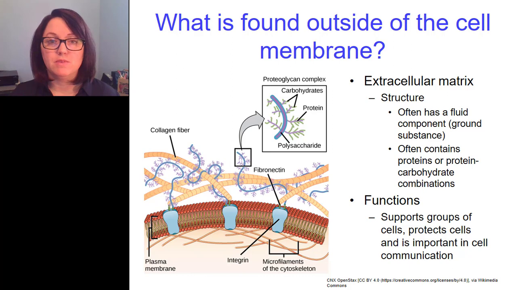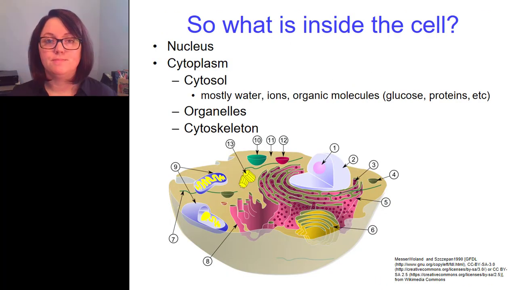The function of the ECM is kind of complex, but it does support groups of cells and it does help protect cells. For example, bacteria have a hard time traveling through certain types of ECM, and it can also be very important for cell signaling. But really what I want to do is concentrate on stuff we find inside of the cell in this video. Specifically, I want to talk about the nucleus.